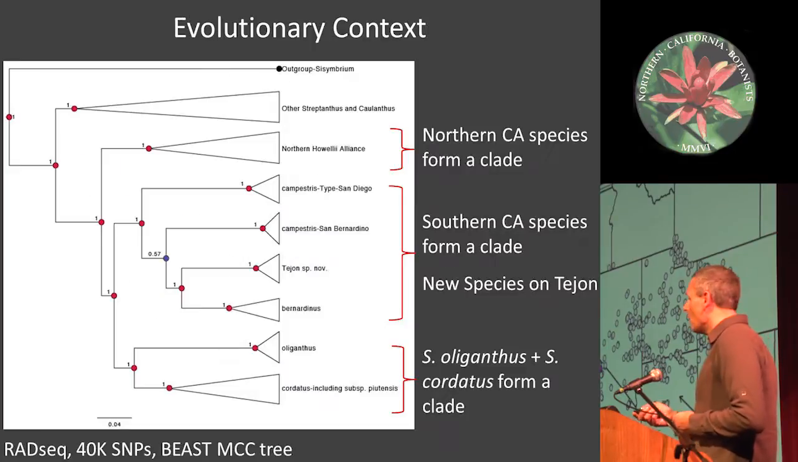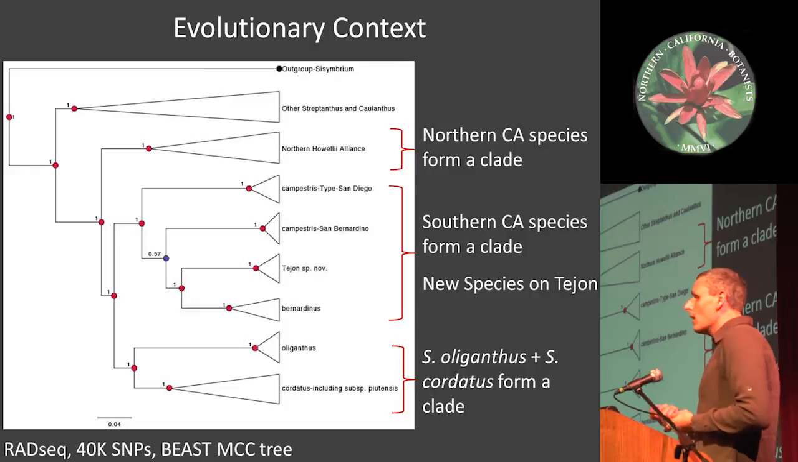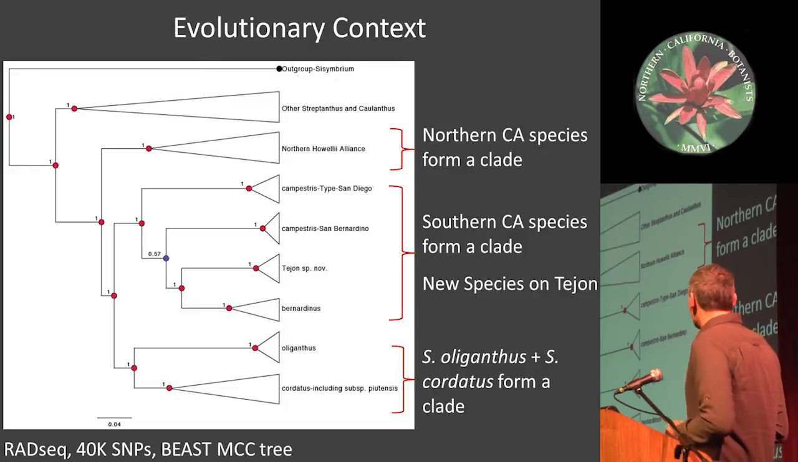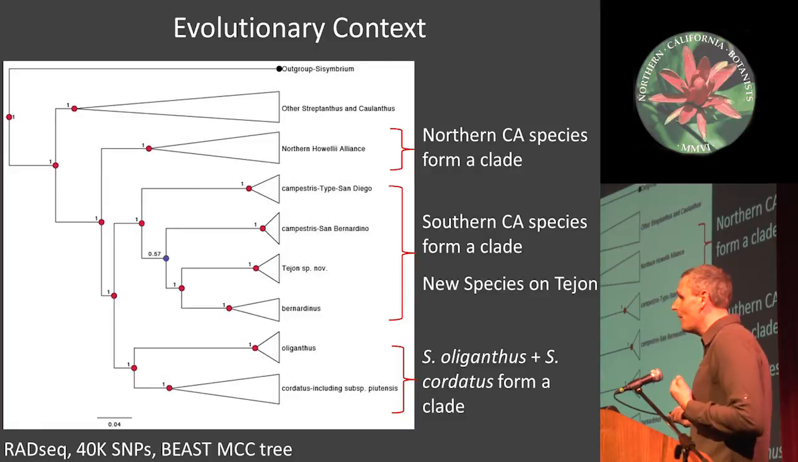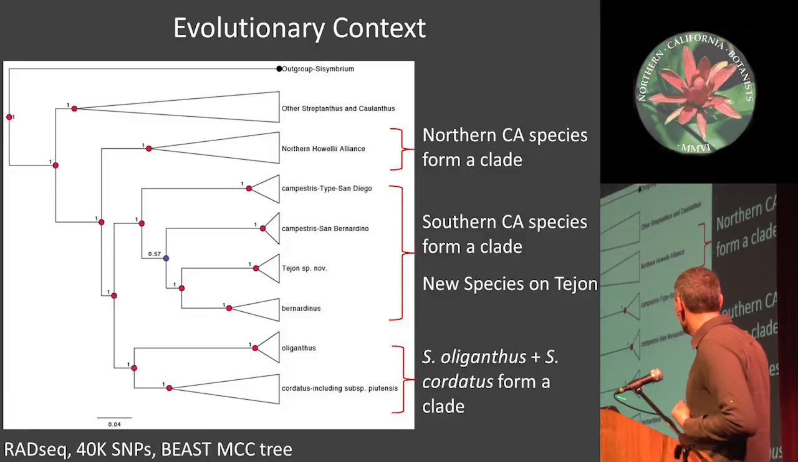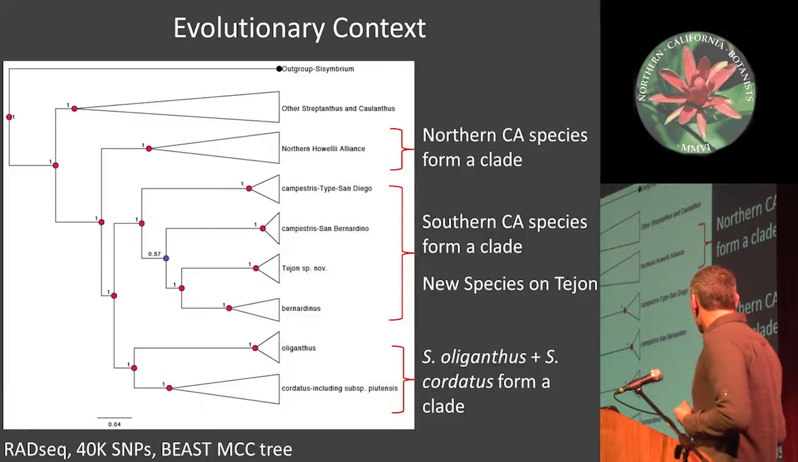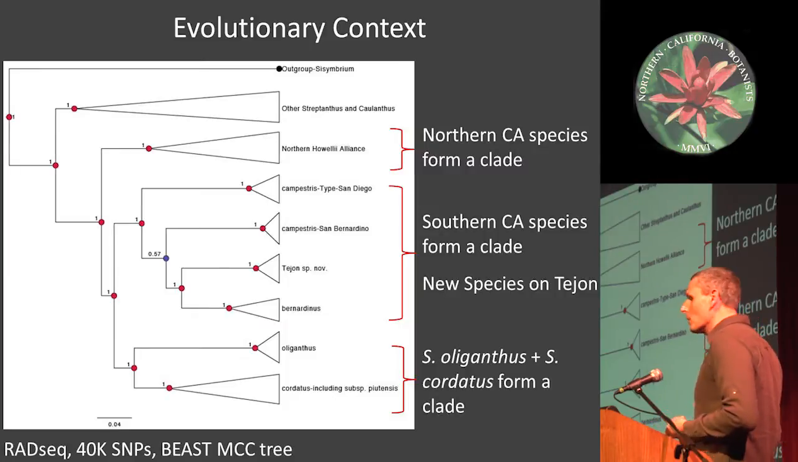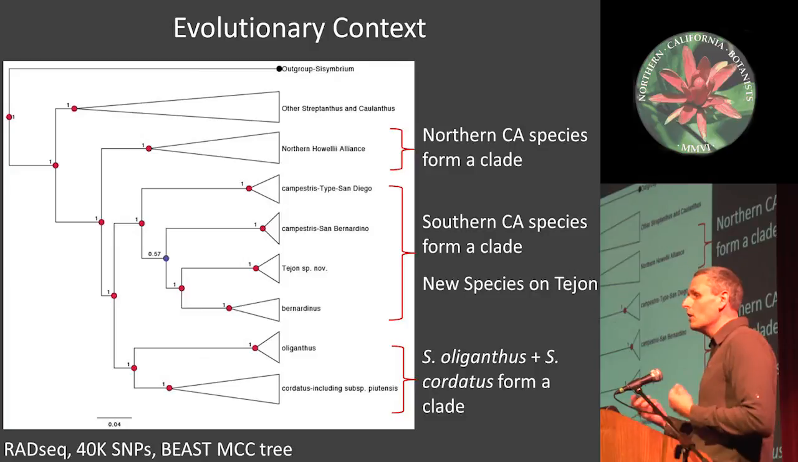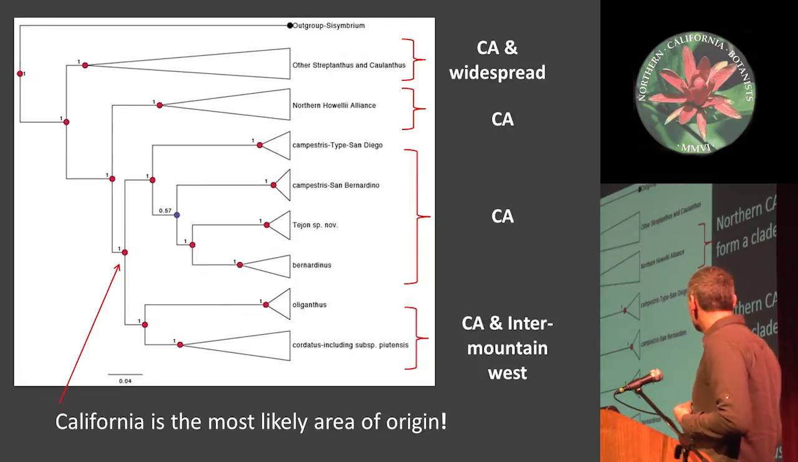To make sense of what's going on here, I'm in the process of looking at this in an evolutionary context. The conclusions there are that the Northern California species form a clade, so I'm happy about that. The Southern California species form a clade, and the new species from Tejon is shown as sister to Streptanthus bernardinus. And Streptanthus oliganthus plus Streptanthus cordatus form a clade. So it's actually a very nice, pretty clean evolutionary system for studying biogeography.